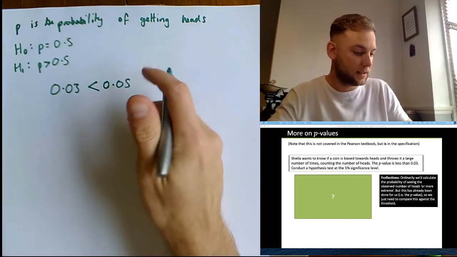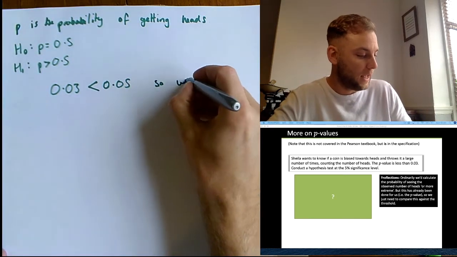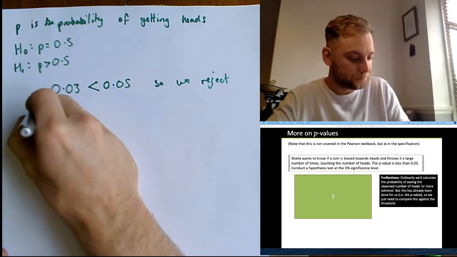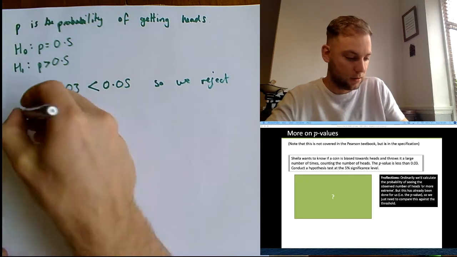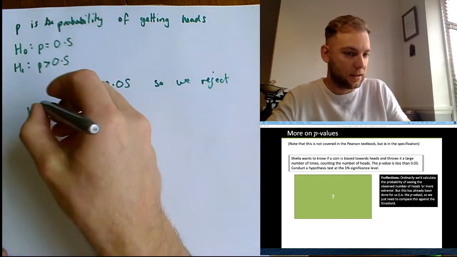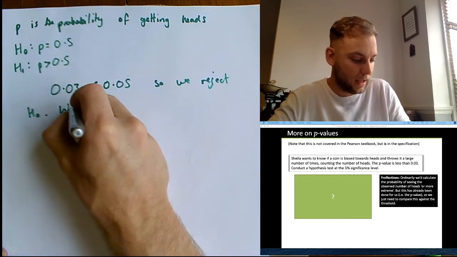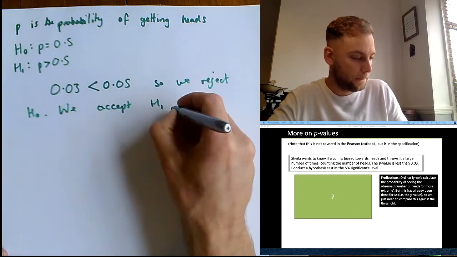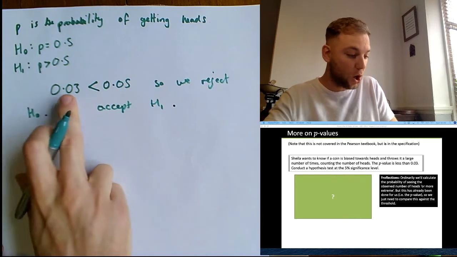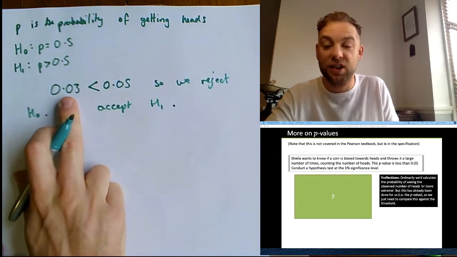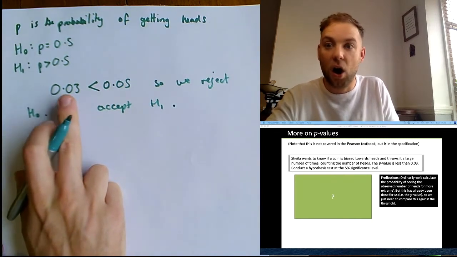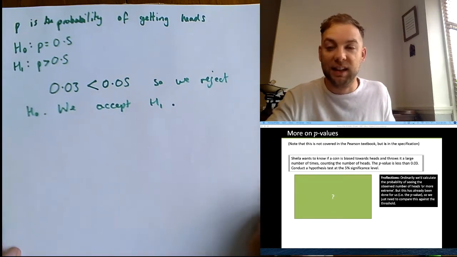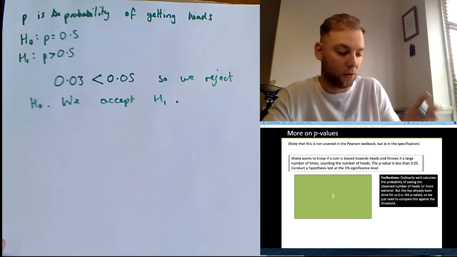So this means we reject H0. We reject H0. And we accept H1, which means that because the chances of this happening from her test are below 0.03, there is significant evidence to suggest that the coin is biased.